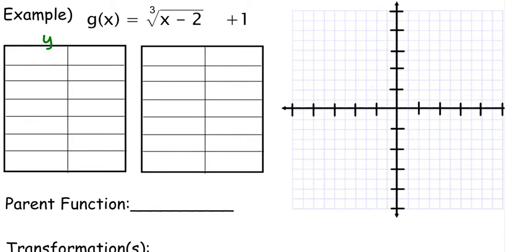So we'll graph the parent first. I'm going to go fast with that. You can pause if you want to and try it on your own. Okay, we're evaluating the function. Cube root of 0 is 0. Cube root of 1 is 1. Cube root of 8 is 2. Cube root of negative 1 is negative 1. Cube root of negative 8 is negative 2. Graph it out.